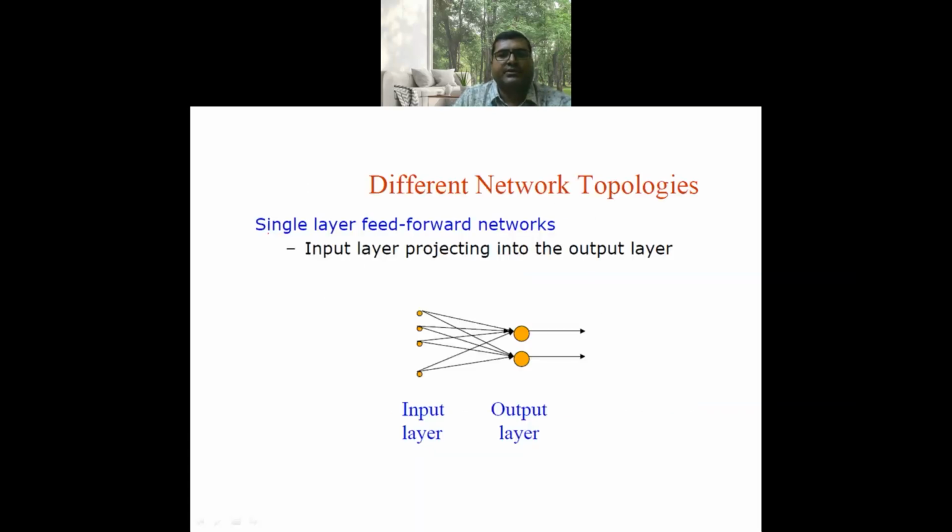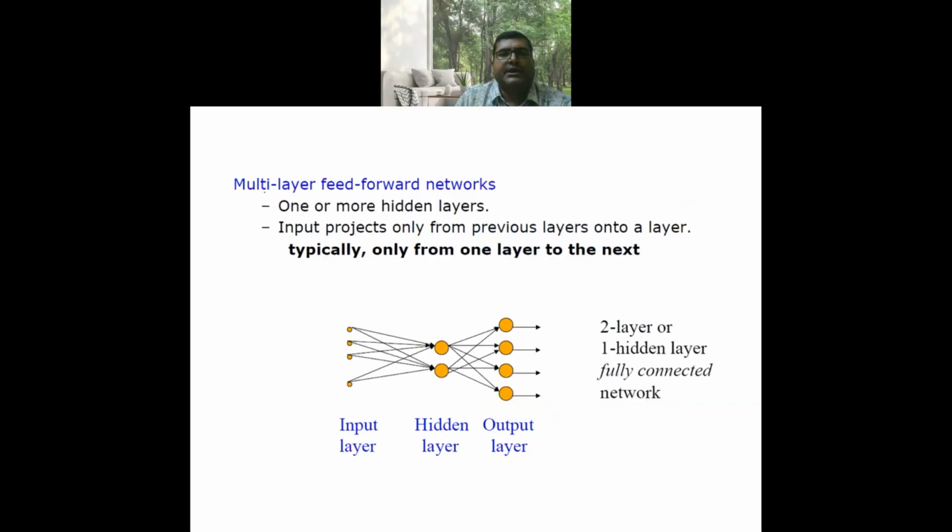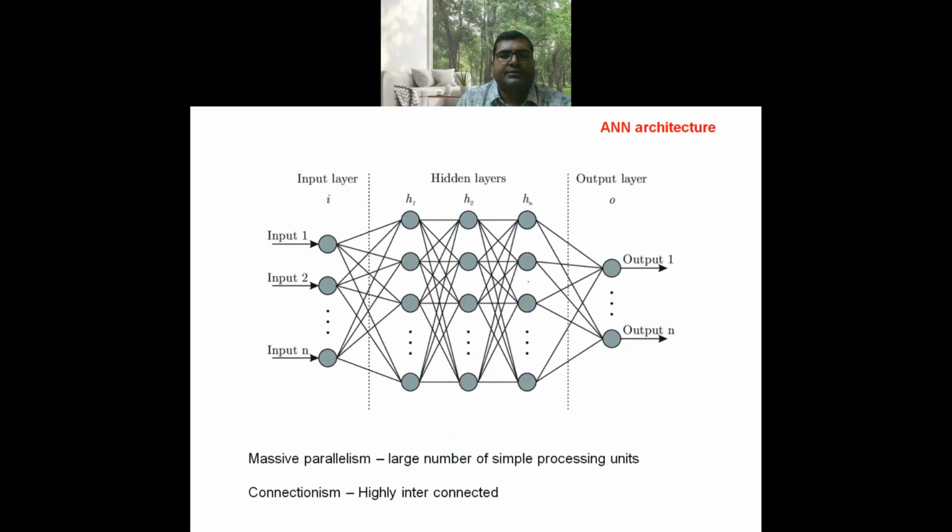Different network topologies. A single layer feed forward network has one input layer and one output layer present. A multi-layer feed forward network consists of at least one hidden layer. Now just go through the artificial neural network. It is the interconnection of artificial neurons.